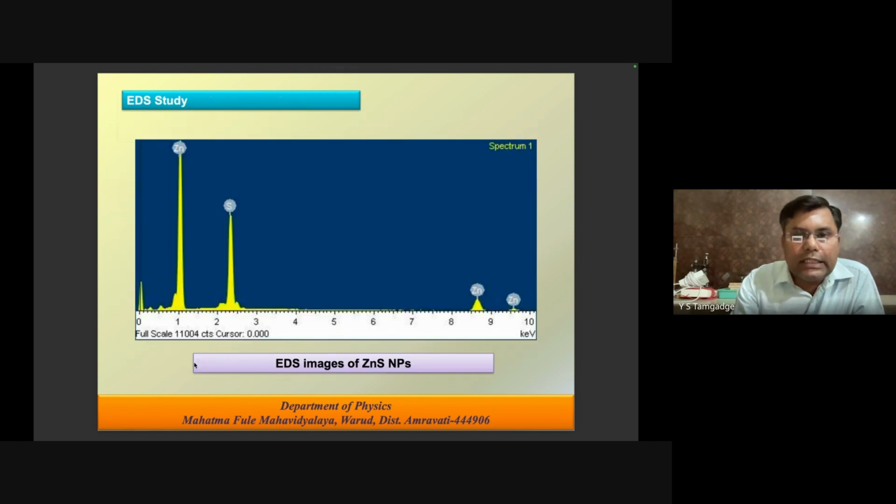This is the EDS study. So from this, we can see the purity of the sample. Only the peaks related to zinc and sulfur are shown here, and no impurity peaks were recorded.